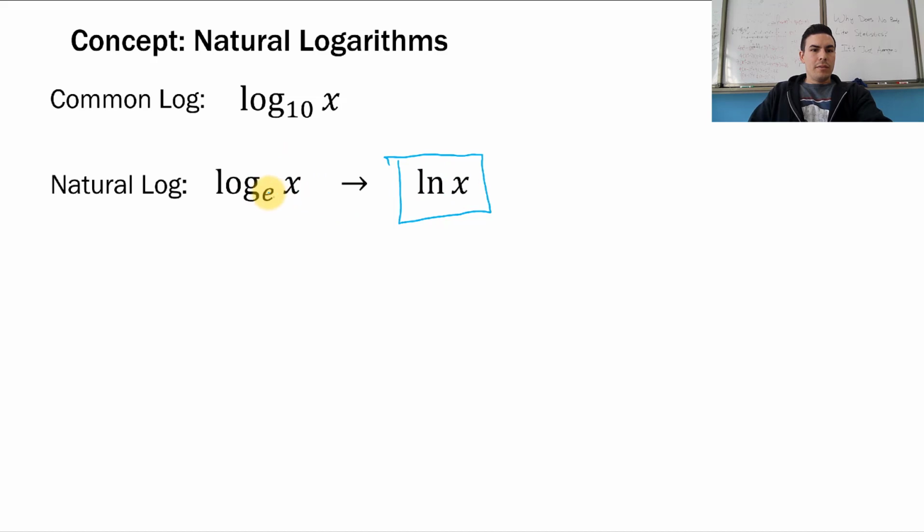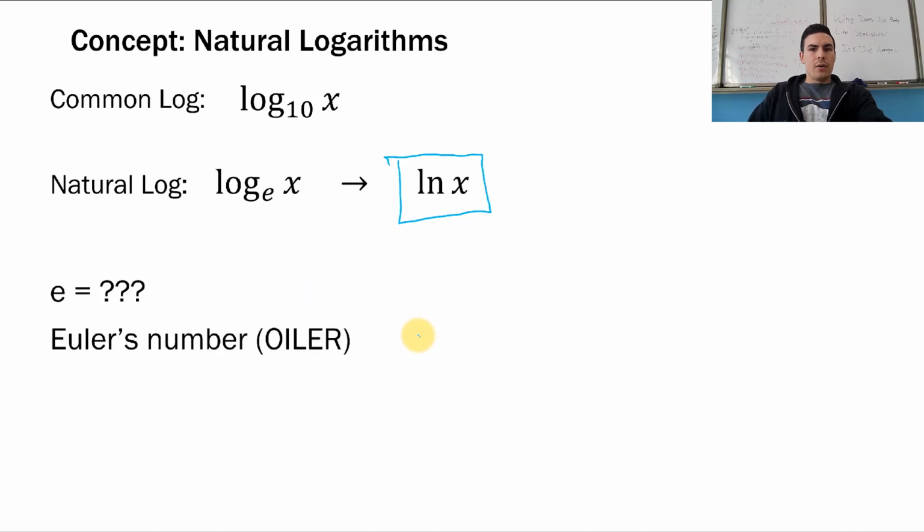Now if you haven't seen e before, you might be thinking, what is e? E is what is called Euler's number. Euler's number looks like 2.71828, and it just keeps on going. This is like pi, like the square root of 2. This is an irrational number.